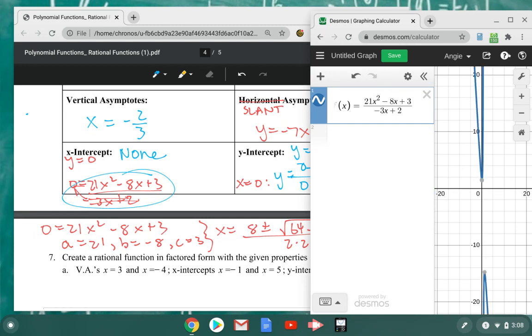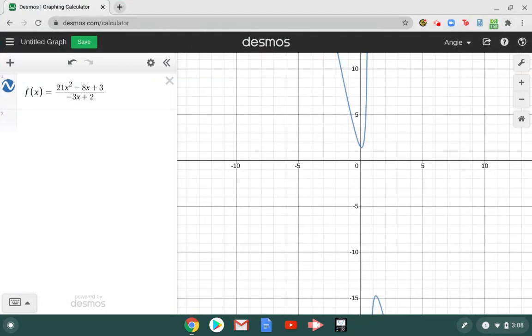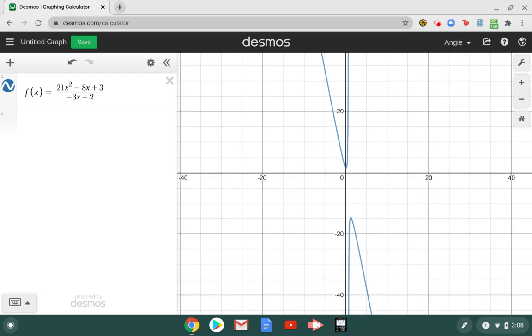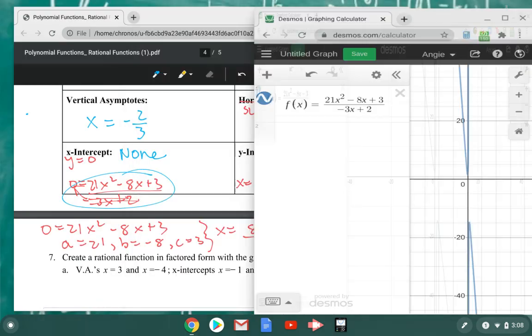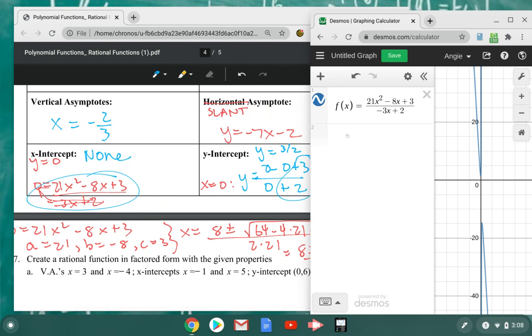Negative. We shouldn't see any x-intercepts, and there are no x-intercepts. If I zoom out a little bit, I can see that I have a vertical asymptote, and it looks like that slant asymptote. Where was that slant asymptote? Let's put it in there. The slant asymptote was negative 7x minus 2. Y equals negative 7x minus 2.